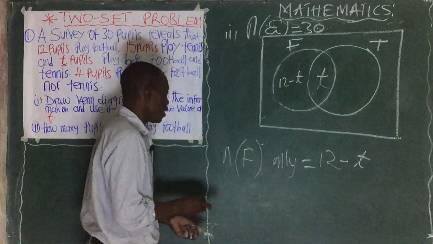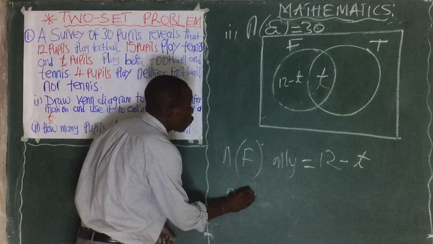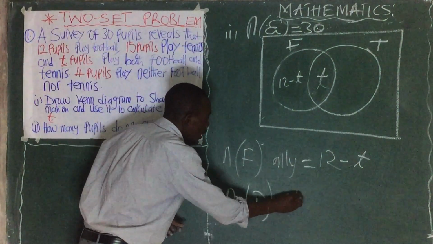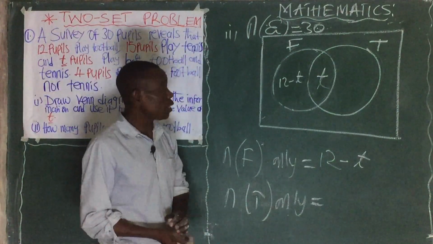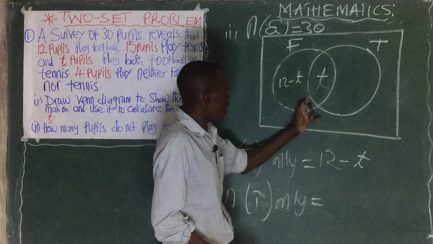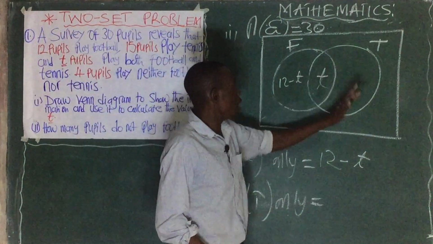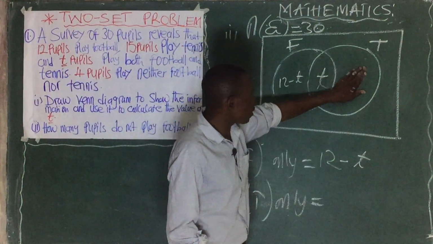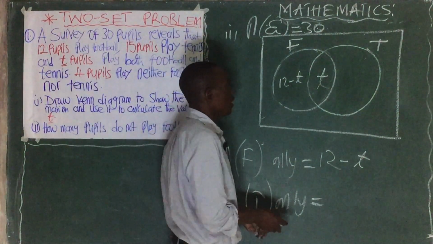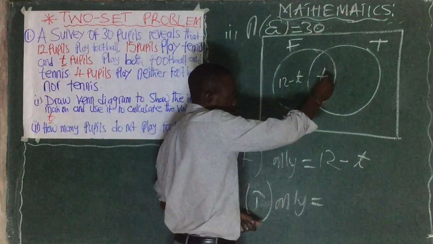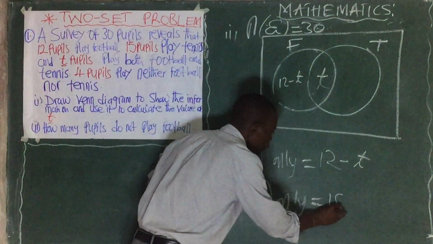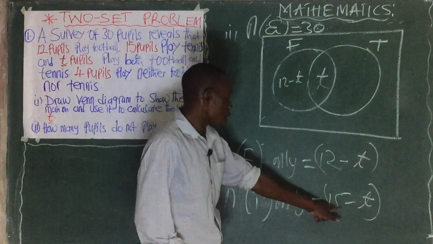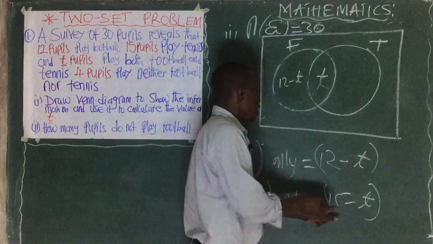We are now considering the number of pupils who play tennis only. I'll do similarly, considering the entire circle here for tennis. There are 15 pupils, meaning this space and this space is 15. To find this space here, I'll take my 15 and subtract the t, so I have 15 minus t. These are the numbers who play tennis only.